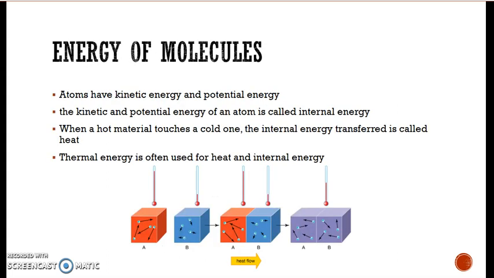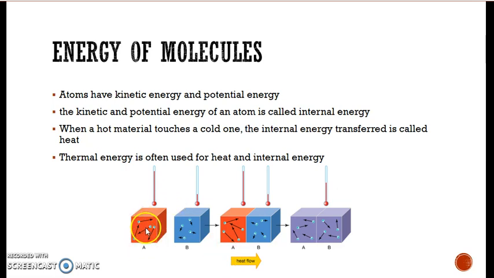Alright. Energy of molecules. Atoms have kinetic energy and potential energy. The kinetic energy and potential energy of an atom is called internal energy. When a hot material touches a cold one, the internal energy transferred is called heat. Thermal energy is often used for heat and internal energy. That's a lot to take in, but stay with me.